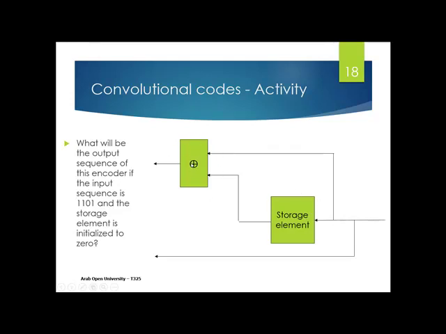And you know well that the XOR gate takes two inputs and provides one output. If the two input bits are the same, the output will be 0. If they are different, the output will be 1. So let's consider this example, where the input sequence is 1 1 0 1. We're going to start with 1, and then the next bit will be 1, then 0, then 1, and the storage element is initialized to 0.